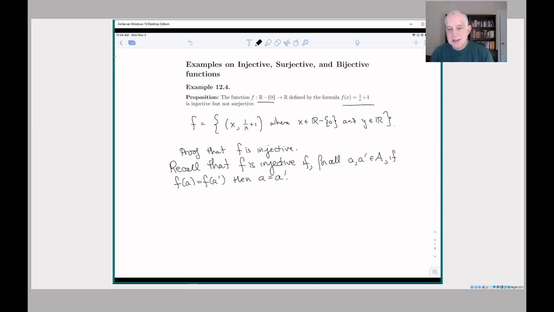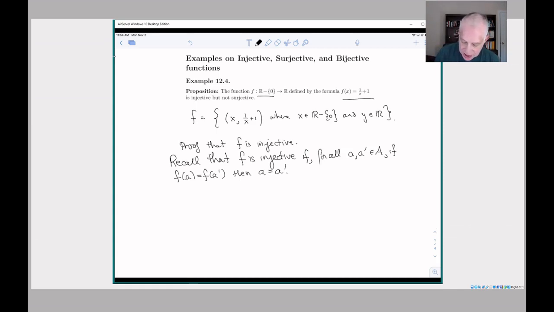This is the contrapositive of the original definition, which says that f is injective if whenever a is not equal to a prime, f of a is not equal to f of a prime. But to apply this definition in this situation, what we do is we imagine that we have f of a equals f of a prime. So we're going to test this: if f of a equals f of a prime, then a equals a prime.